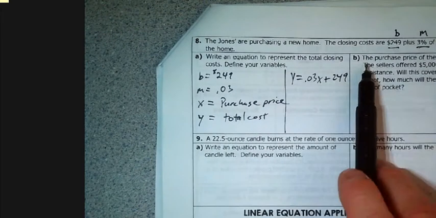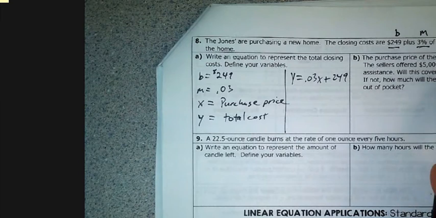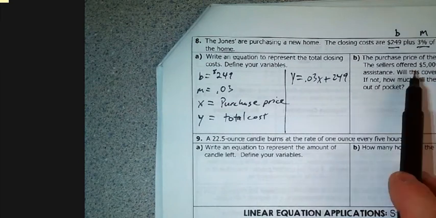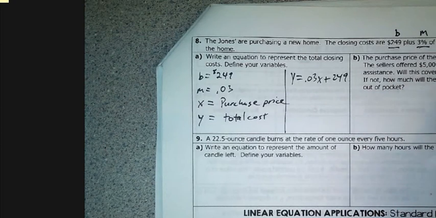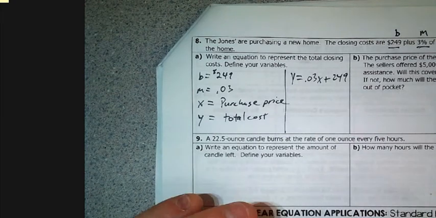It says the purchase price of their home is $195,000. The sellers offered $5,000 in closing cost assistance. Will this cover all their closing costs? If not, how much will the Joneses need to pay out of pocket? So how are we going to set this up?